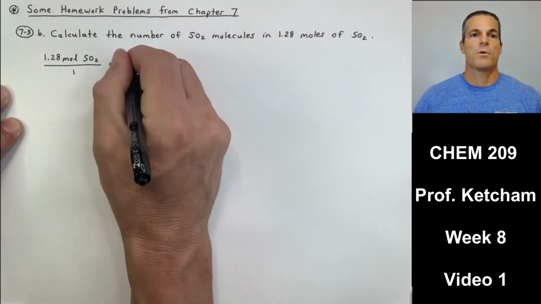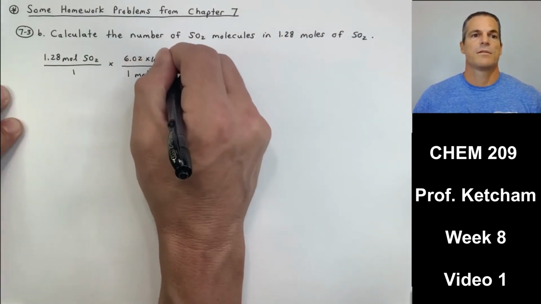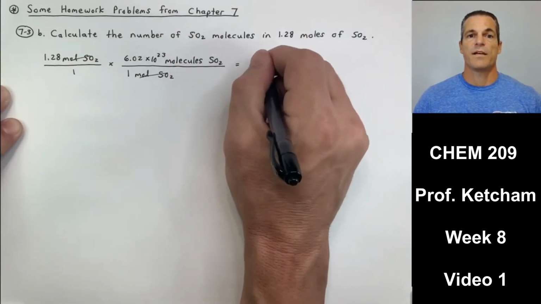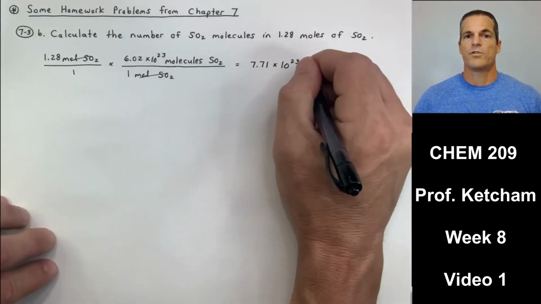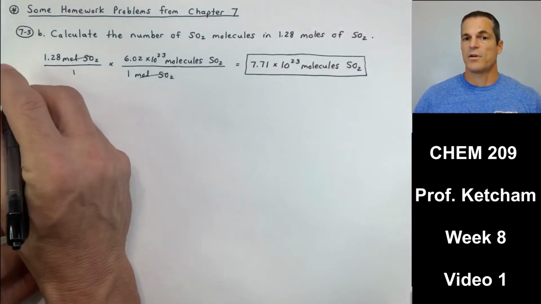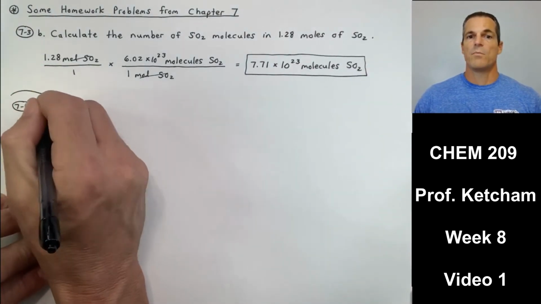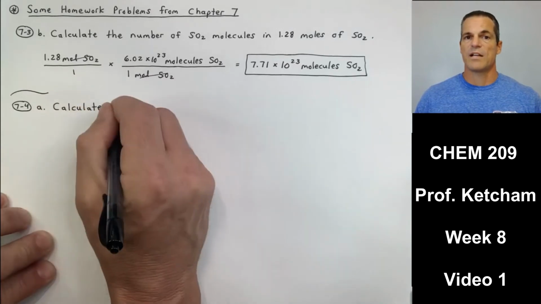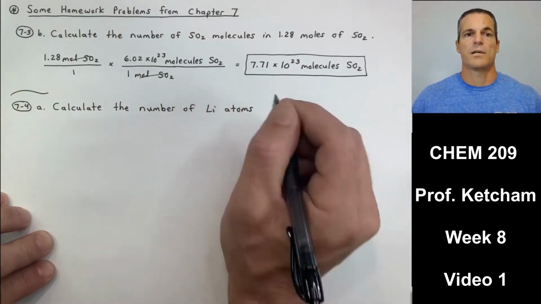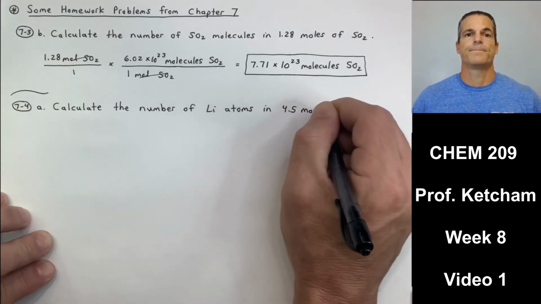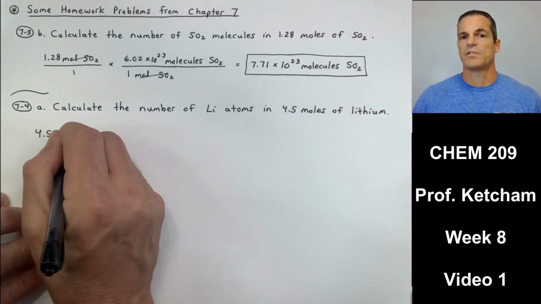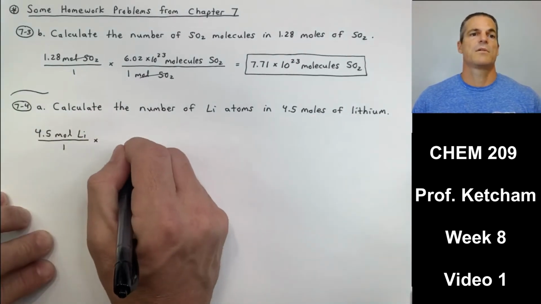Okay, so some homework problems from chapter 7. This is number 3B. It says, calculate the number of SO2 molecules in 1.28 moles of SO2. So 1.28 moles, you start with what you're given, put it over 1, and to get from moles to molecules, we have to use Avogadro's number. And I see that I have to have 1 mole for every 6.02 times 10 to the 23rd molecules SO2. Okay, so started with 3 sig figs, my answer is 3 sig figs, 7.71 times 10 to the 23rd molecules.